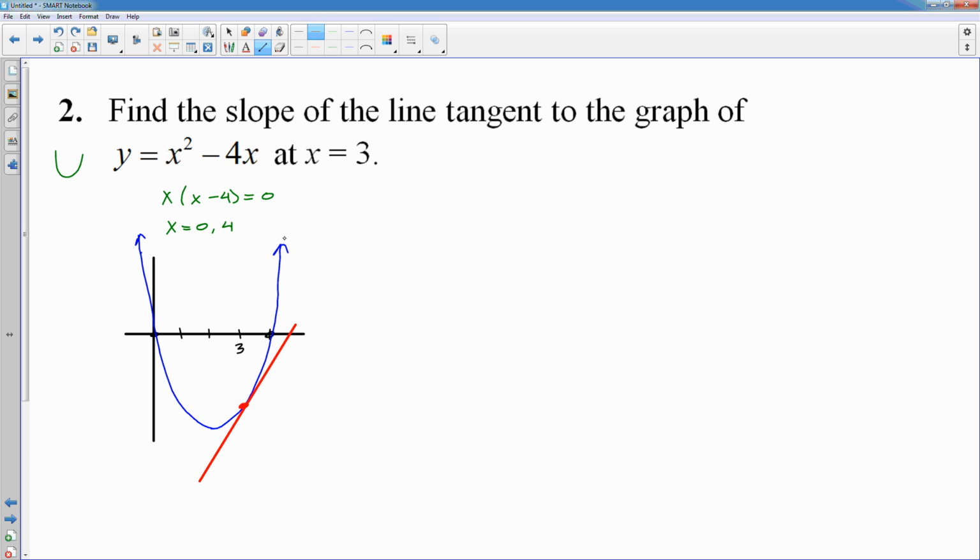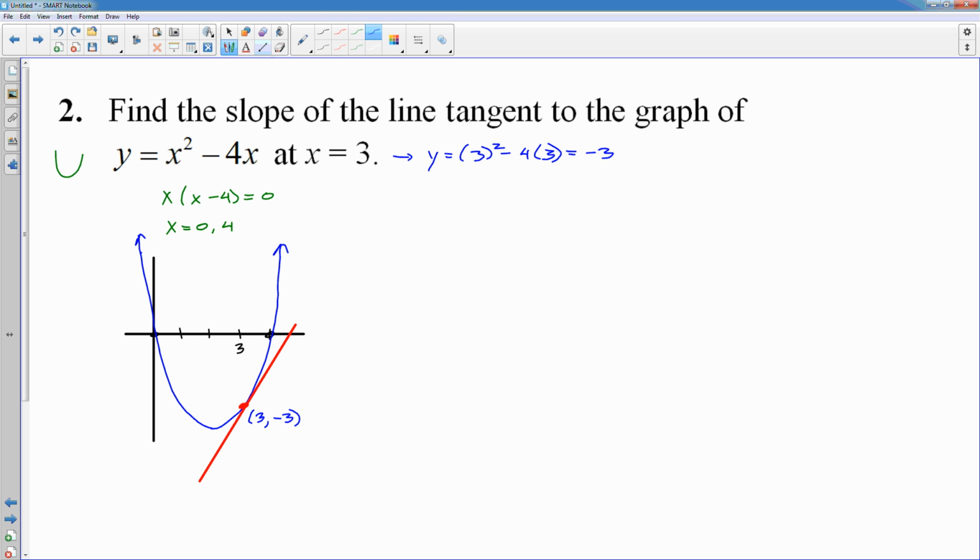And I want to find the slope of that tangent. First thing I'm going to do very quickly, because it's easy, is I'm going to find the y-coordinate that goes with my point of tangency. So my y-coordinate is going to be 3 squared minus 4 times 3, which is 9 minus 12, negative 3. So we have the ordered pair 3, negative 3.